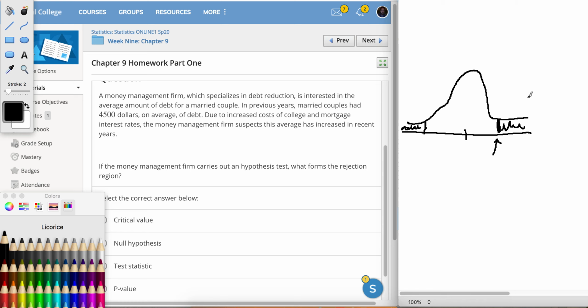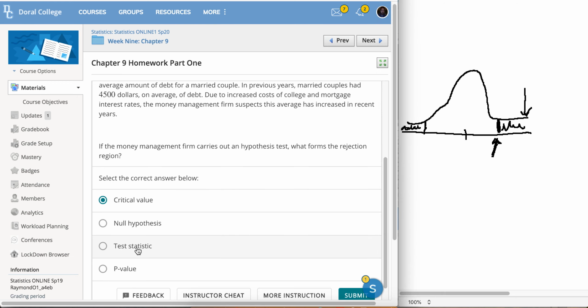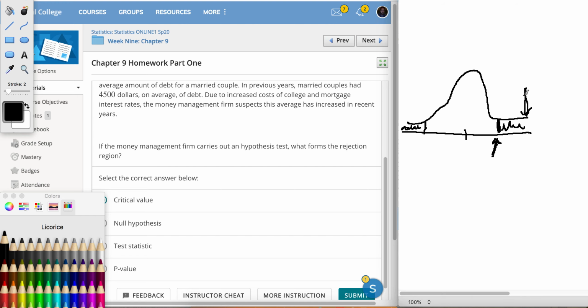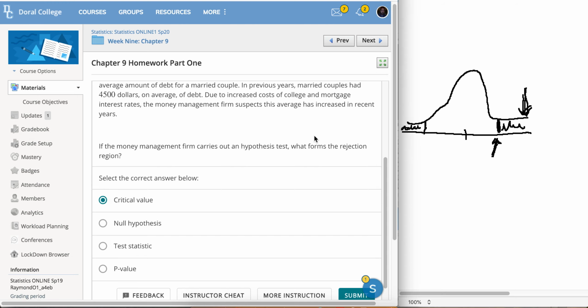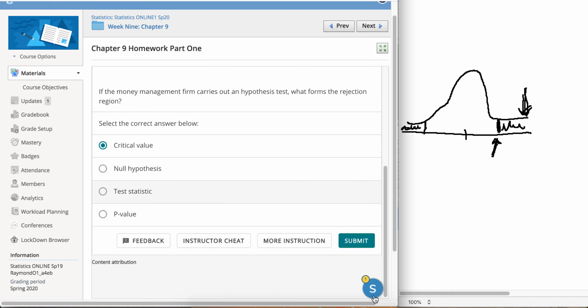So your test is significant. It means you found something. You found some evidence if your test statistic is over here. This is your critical value, though. And the critical value is really what forms that rejection region, not the test statistic, okay? You label the critical value, and then see if your test statistic is beyond it. I didn't read this one to see if it was two-tailed or one-tailed, but a critical value forms the rejection region.